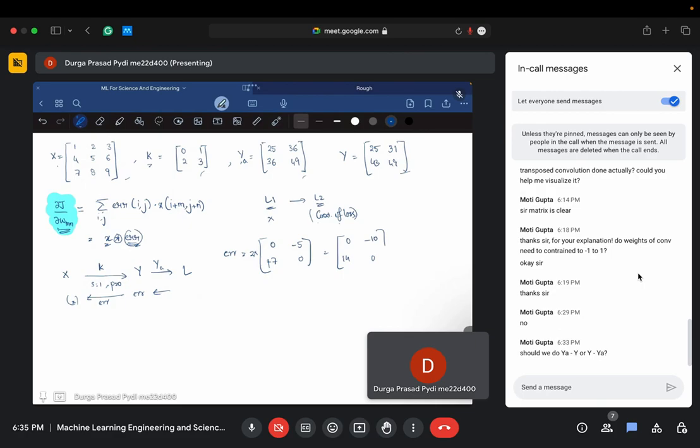Now if you apply this convolution on x, what is the value you are getting? So use this as your kernel. Instead of the original weights, now you use this error term.